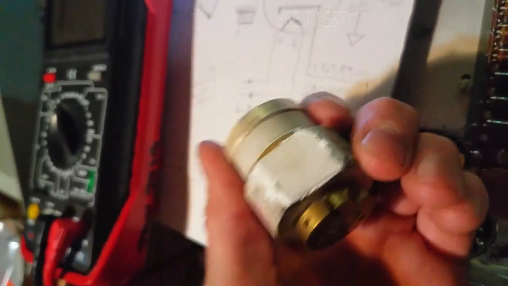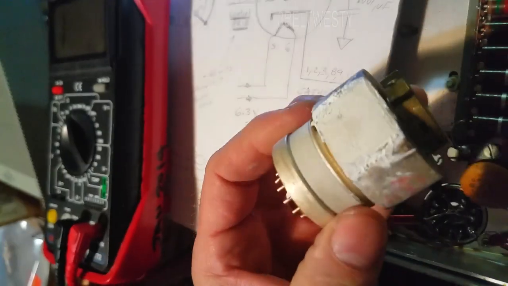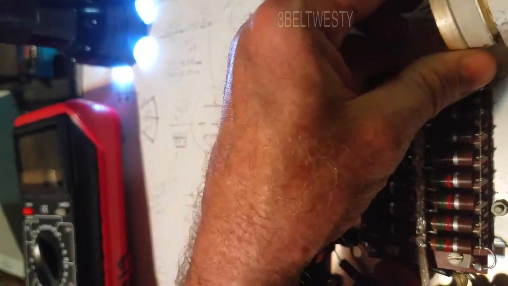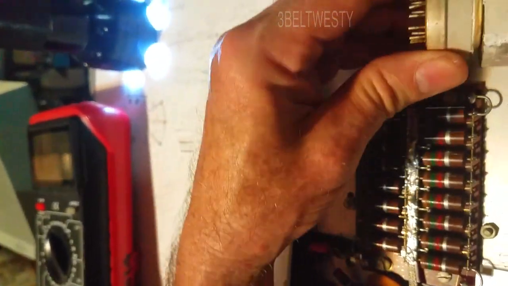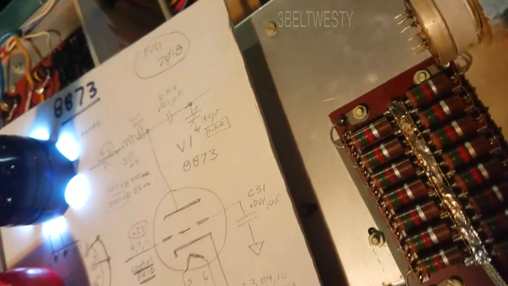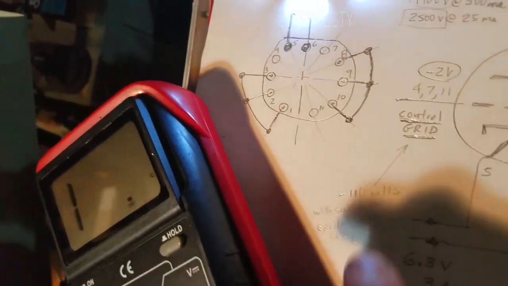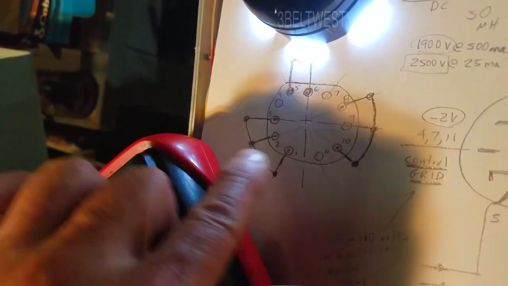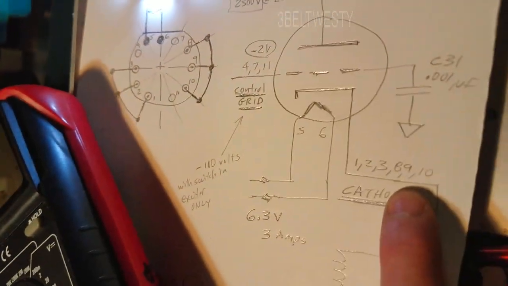This tube is pretty darn heavy. It's a little bit bigger than a golf ball, but this thing is one heavy darn tube. Feels like you've got two or three lug nuts off a giant truck or something. On the tube over here, you've got 8, 9, 10, 2, 3, and 2. All that's the cathode.